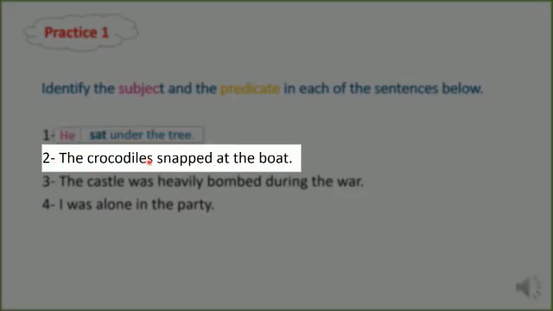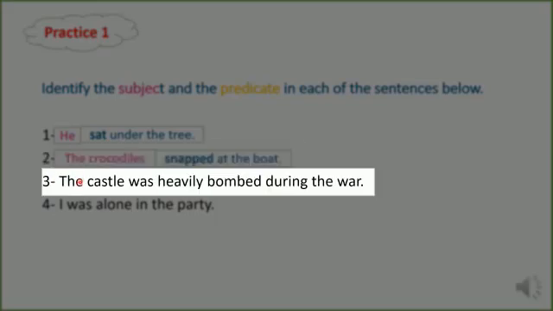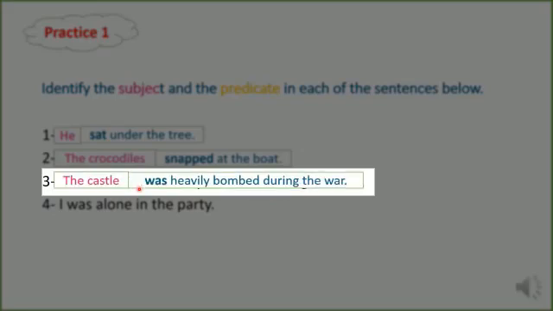Number 2, the crocodile snapped at the boat. The crocodile is the subject. Snapped is the verb. So snapped at the boat is the predicate of the sentence. The castle was heavily bombed during the war. The castle is the subject. Was heavily bombed till the end is the predicate.